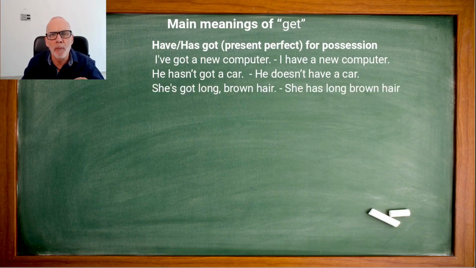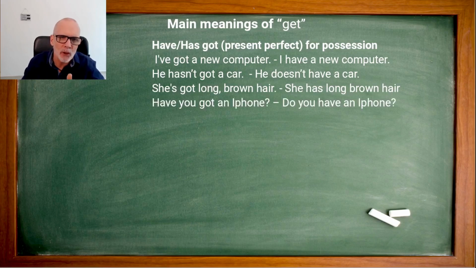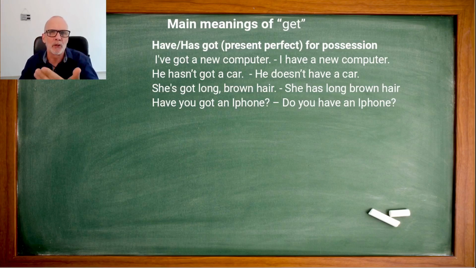She's got long brown hair. She has long brown hair. And in the question, have you got an iPhone? Do you have an iPhone? Okay, so like I said, that is something that you should have learned at level A2, but I've added on this video because it is part of the use of get.